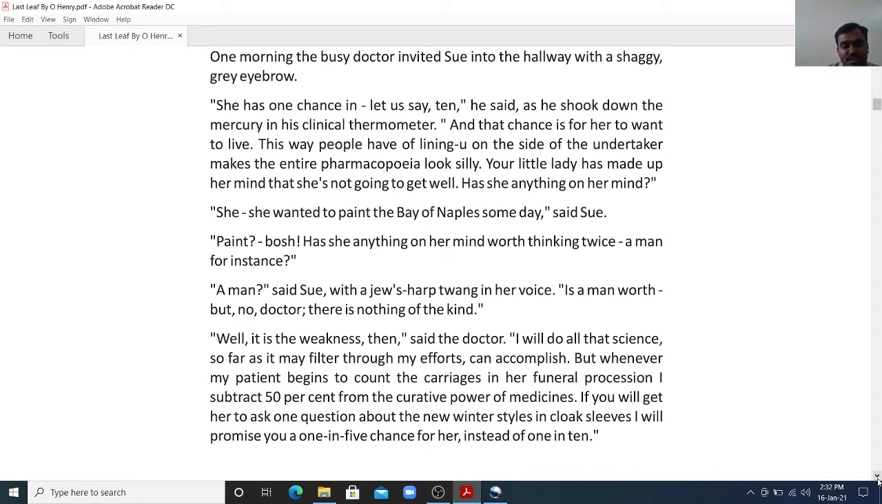So what the doctor offers is, if you could ask her about the things that she likes or the things that she is interested in, and talk to her for some time and then make her mind free, there are more chances of her getting well, maybe 1 in 5 chances. That's what the doctor assures.